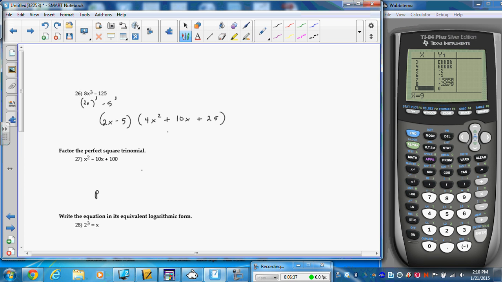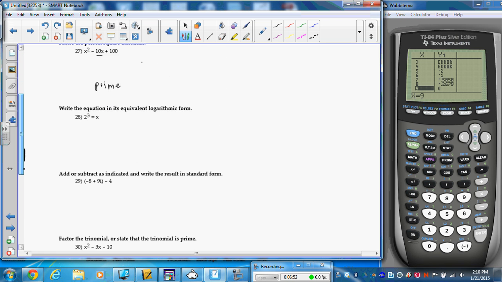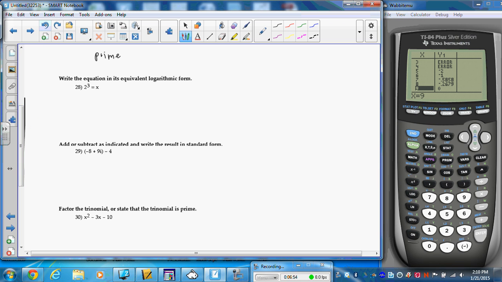This one is prime. Many of you want to factor this, but the problem is the square root of 100 is 10, but this needs to be doubled. So for this to be a perfect square trinomial, this would need to be 20x, and then we could factor it. So question number 28, we're supposed to write this in logarithmic form. So this is going to be log base 2 of x equals 3.